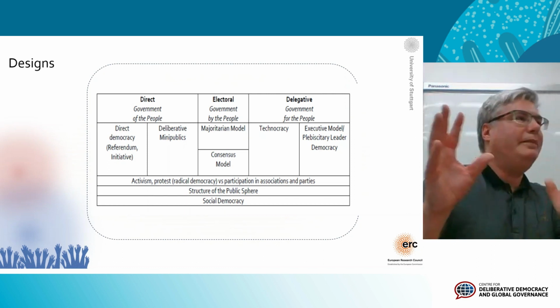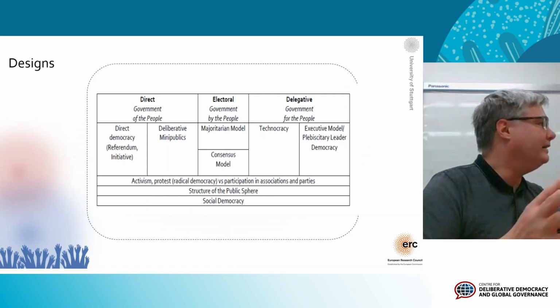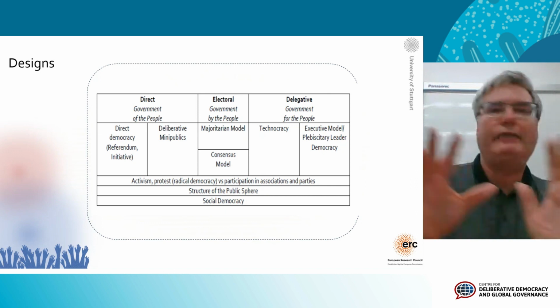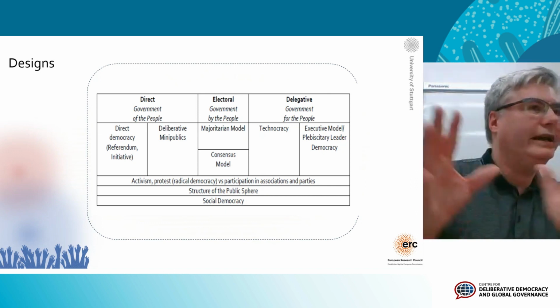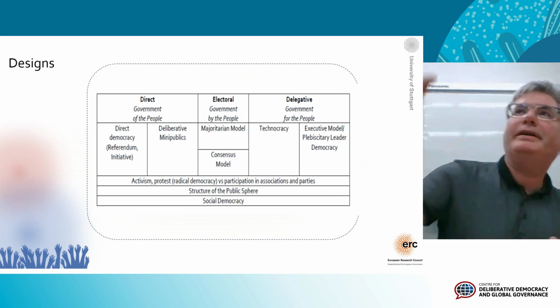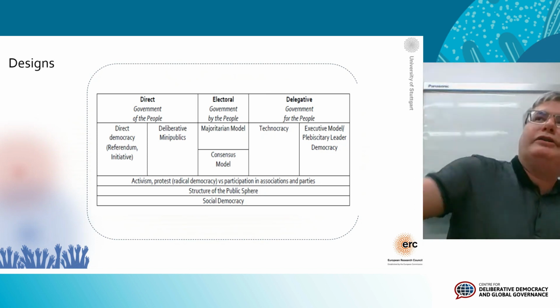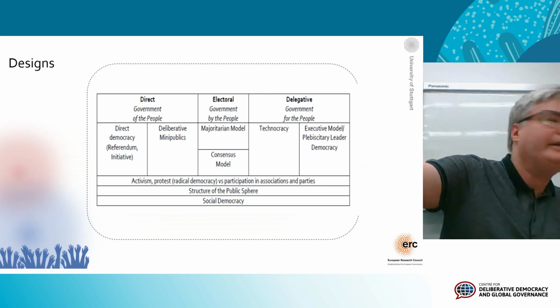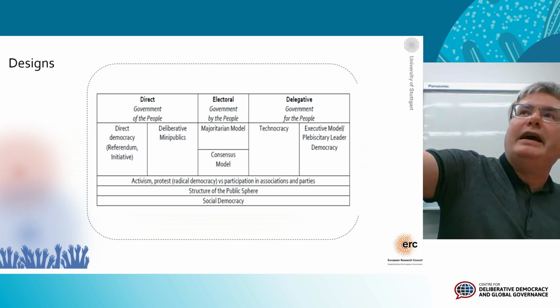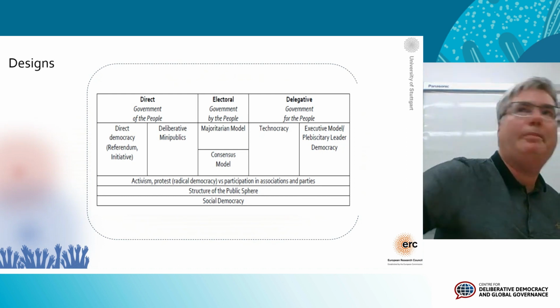We also tried a bit to say how much complexity ordinary citizens can handle. I will say much more on how we're going to implement this later on. But if you look at direct democracy, we thought there are two basic ways. You can have direct democratic instruments, and you can also have deliberative mini-publics.